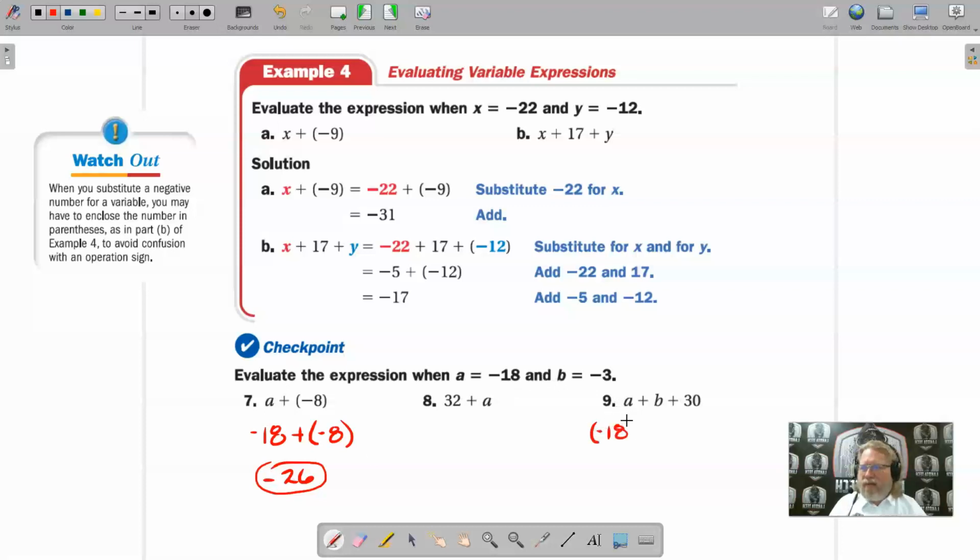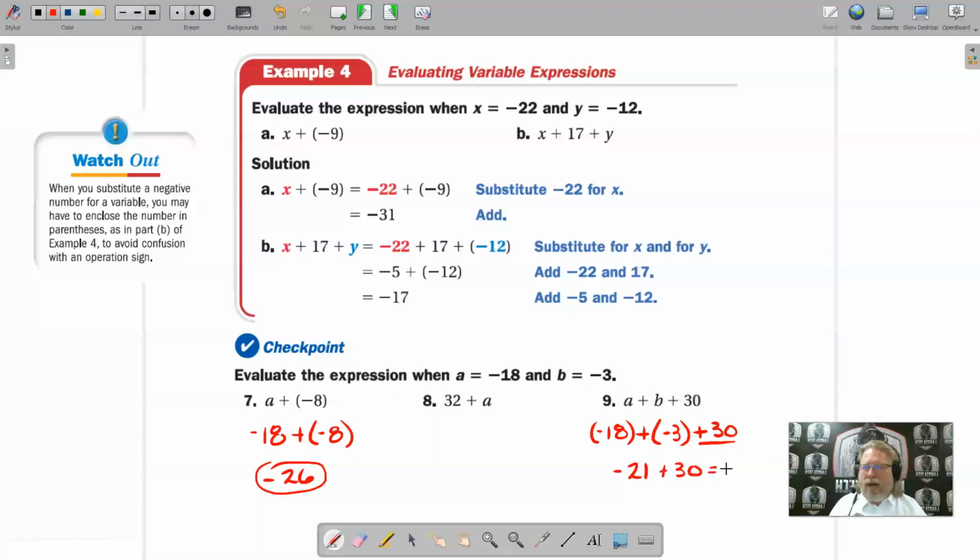I always kind of like to use parentheses wherever the variable is in order to substitute that. It kind of holds that negative sign in there and makes it not so confusing. So first I need to deal with the negative 18 and the negative 3. They are the same sign, so the answer is going to be negative as well. 18 plus 3 is 21. Now bring down my plus 30.